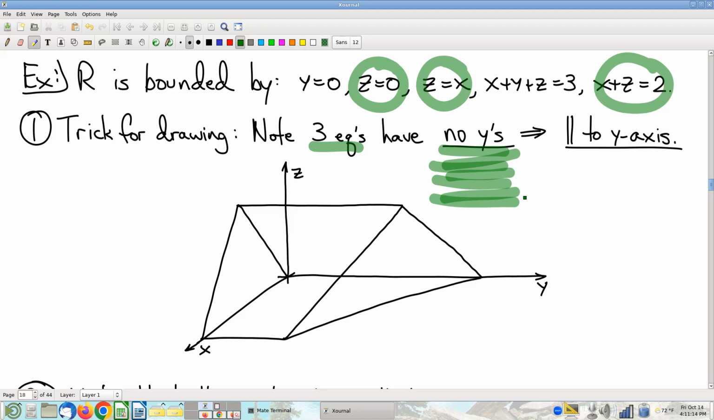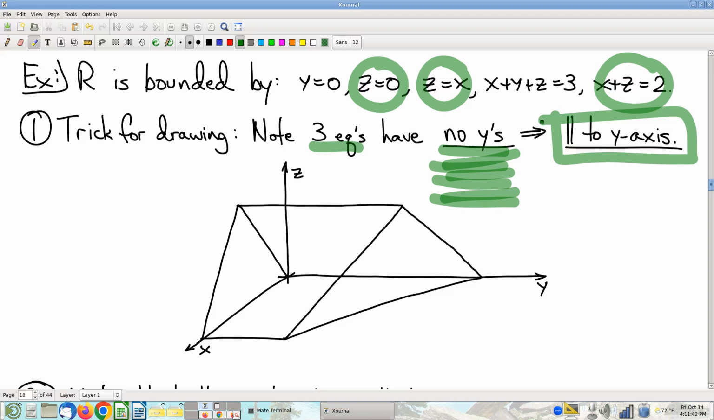Y'all remember that from chapter 1, right? When you have a plane that doesn't have any y's in the equation. Different ways you can think about it. You can think about which way the normal vector points, etc. But these are therefore parallel to the y-axis. So flip back in the notes if necessary. This is in chapter 1, fairly early in chapter 1 as I recall.